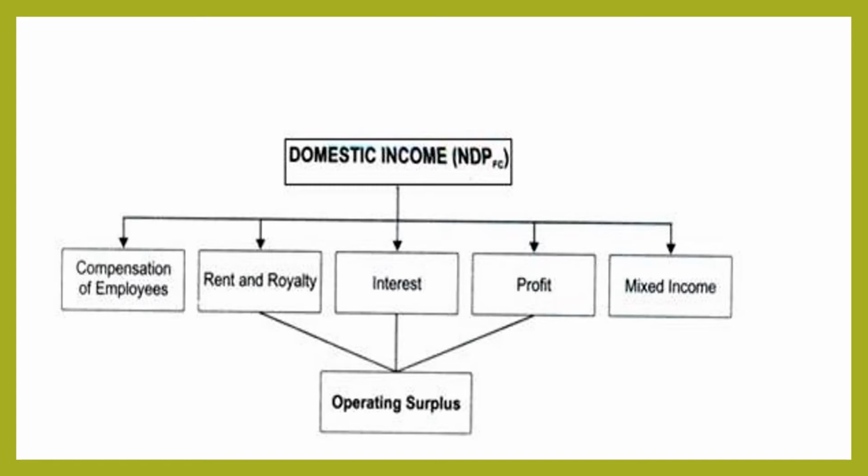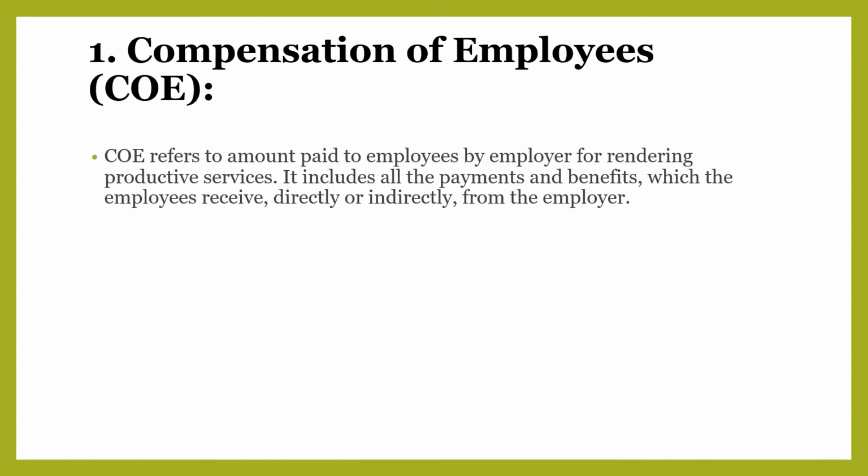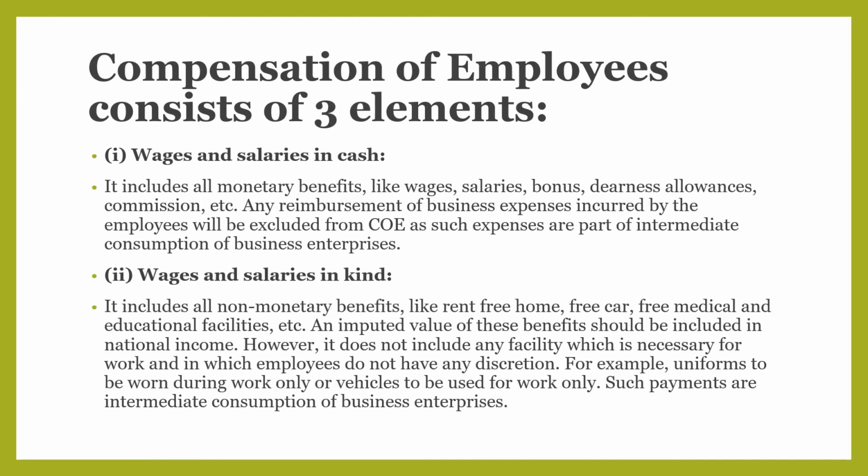Now we will do a detailed study of each and every factor. First of all, COE, compensation of employees. COE means the amount paid to employees by the employer for rendering their services. It includes all the benefits, whether in cash or in kind, whether paid directly or indirectly from the employer to the employee. There are three elements of COE: wages and salary in cash, wages and salary in kind, and third, employer contribution to social security.